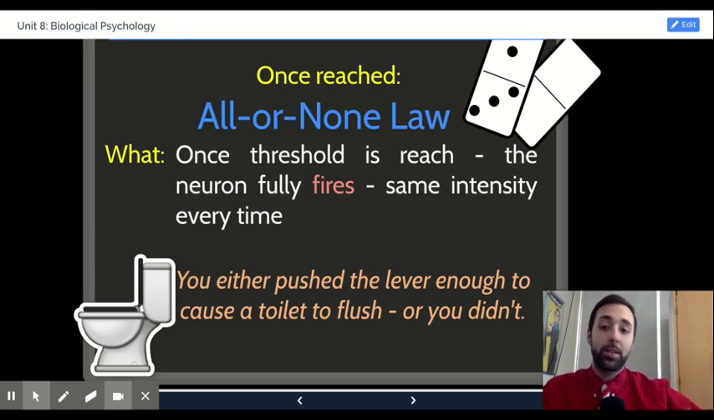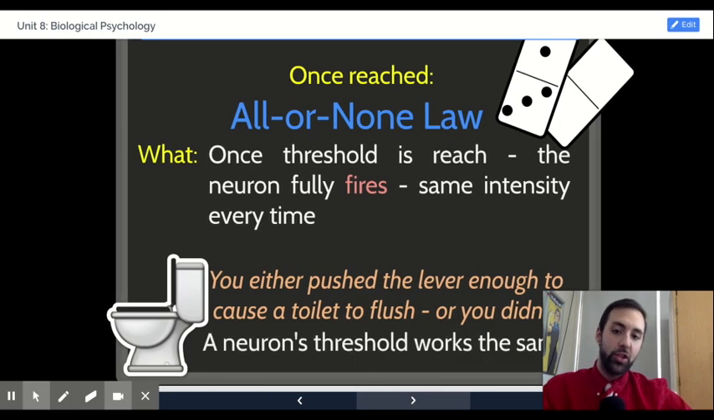Each action potential works quite similar to the way dominoes work or the same way a toilet flushing works. The terms here are threshold, the minimal amount necessary to trigger resting into action potential, and then denoting the all or none law, that each action potential has the same intensity as the previous action potential.